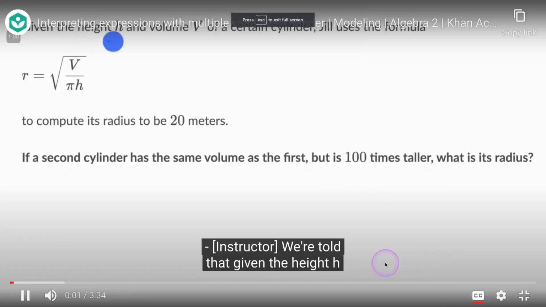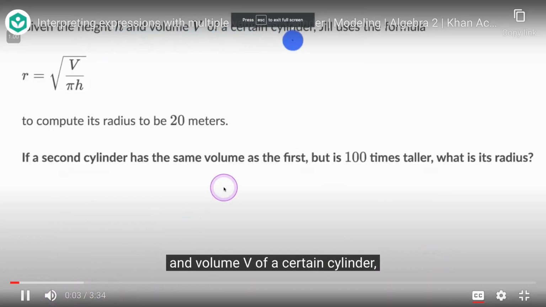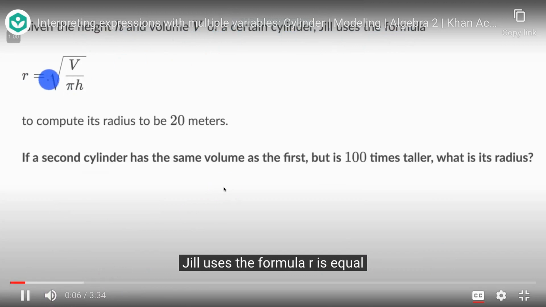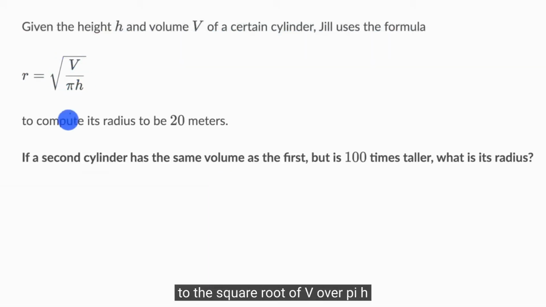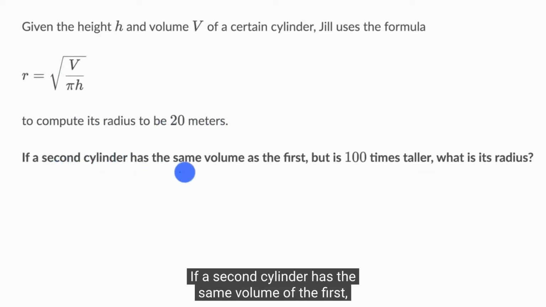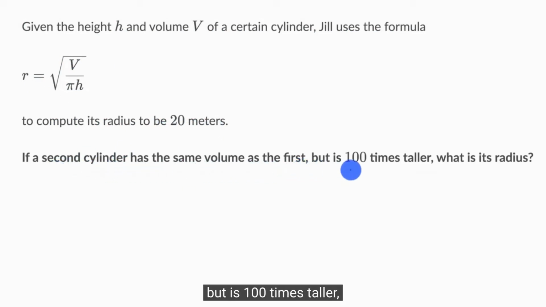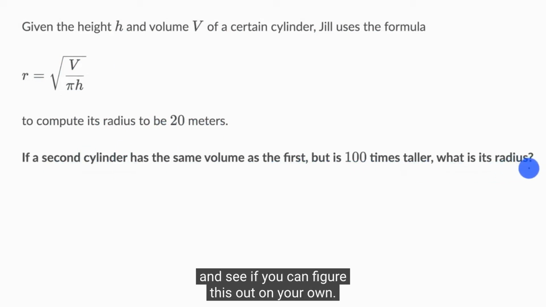We're told that given the height h and volume v of a certain cylinder, Jill uses the formula r is equal to the square root of v over pi h to compute its radius to be 20 meters. If a second cylinder has the same volume as the first, but is 100 times taller, what is its radius? Pause this video and see if you can figure this out on your own.